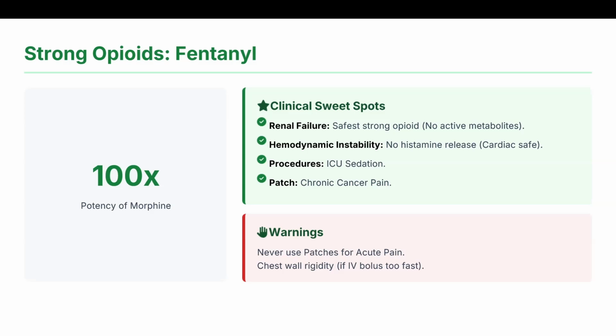It can lead to chest wall rigidity or rigid chest syndrome or wooden chest syndrome. If used as IV bolus too fast, it can lead to respiratory depression and respiratory arrest.